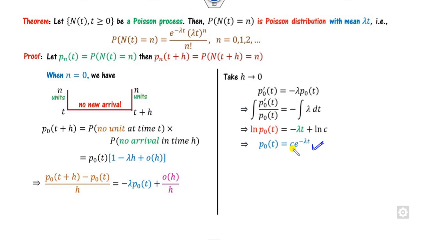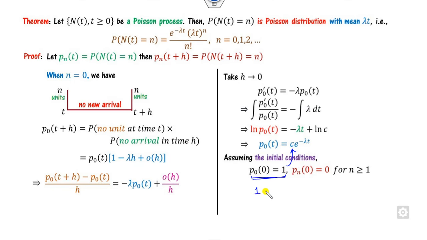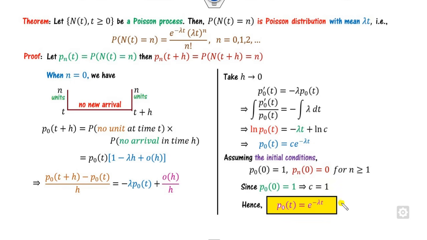Now how do you find the unknown constant c? You can take the initial condition: P0 at 0, that is, initial probability is 1, the rest are 0. We can substitute this value here. What is the value of this? So this is 1 equals c e raised to power 0, so the value of c is 1. I can substitute c equal to 1 here. You will get P0 is this. Clearly this result holds for n equal to 0.